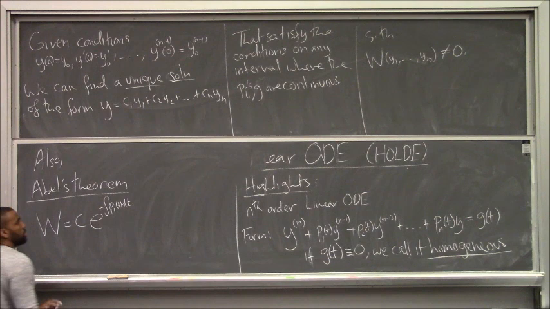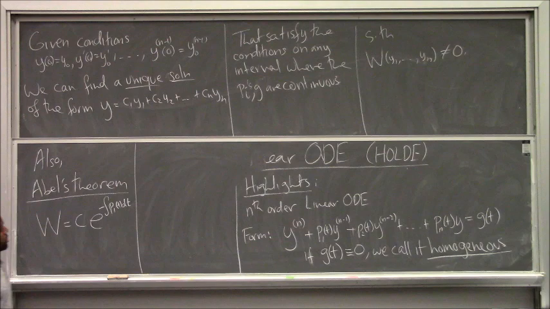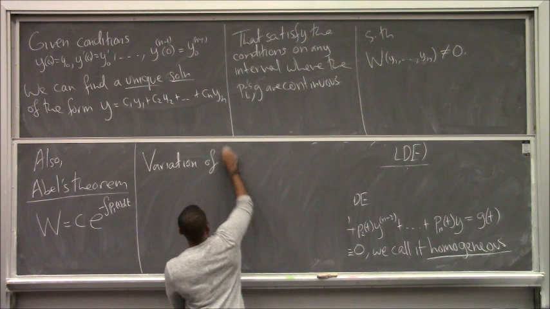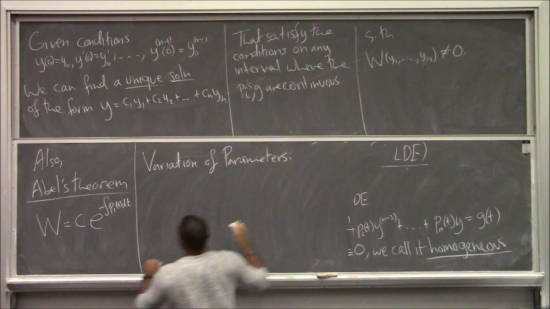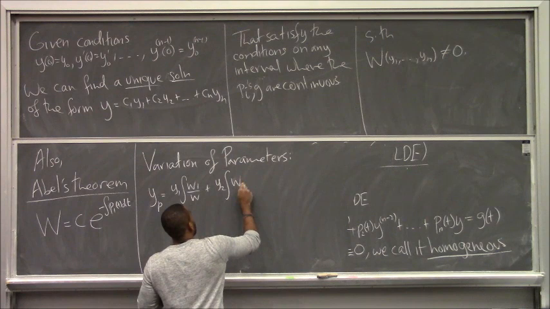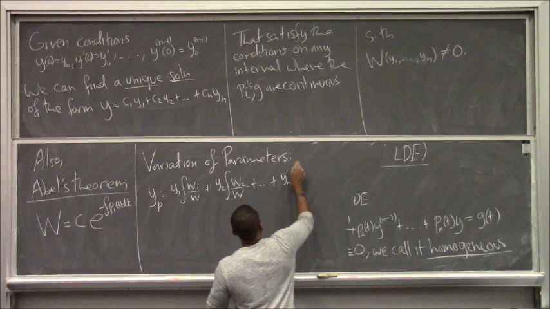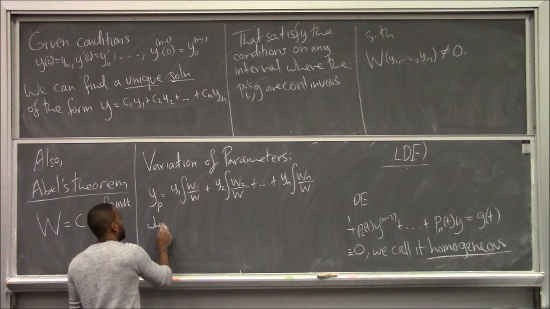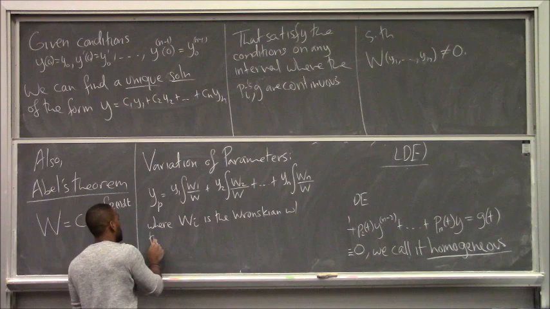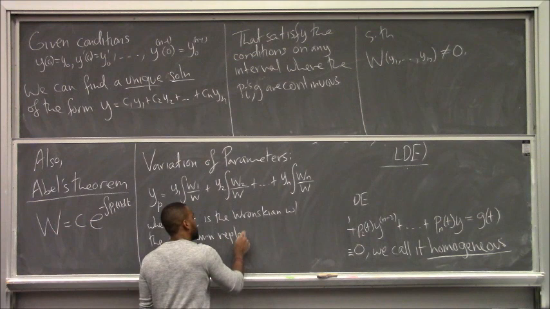What else did we cover that you should know at this point? Variation of parameters still works. We actually derived this for the nth order case. We know that the Yp is going to be given by Y1 times integral of W1 over W plus Y2 times integral of W2 over W plus ... Yn times integral of Wn over W, where W sub i is the Wronskian with the ith column replaced by 0, 0, g.